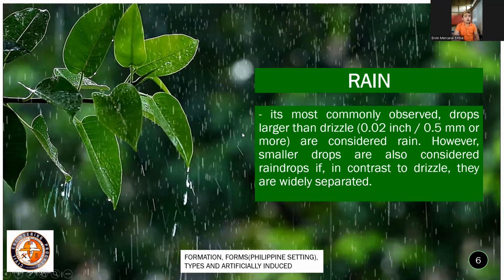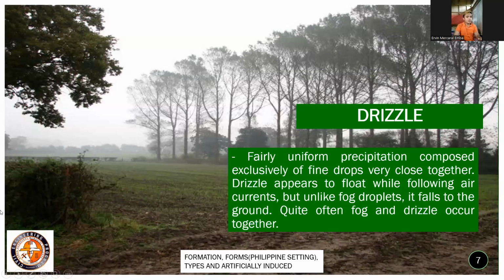As we see in the description of rain, it is considered rain if it is widely separated, because if it is compact it will become somehow a gas, if that makes sense, right? So let's proceed to drizzle.